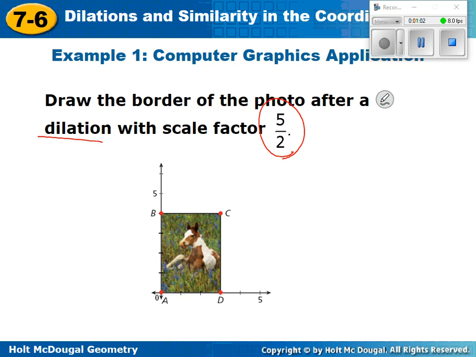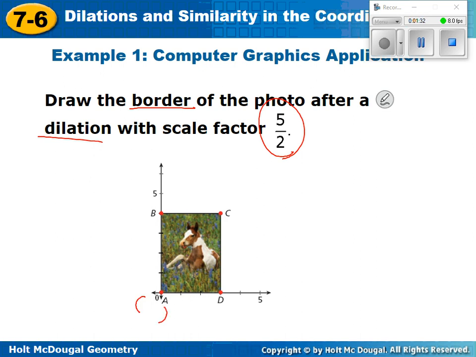If these are the coordinates of my original picture, and I want to draw just the border, we don't have to get crazy and draw this picture of the horse unless you just love to draw. If I want to draw my new border, what am I going to do to each of these coordinates to find my new coordinates? Multiply them by 5/2. Remember that your scale factor tells you what to multiply by. So let's go through here real quick and list what the coordinates are.